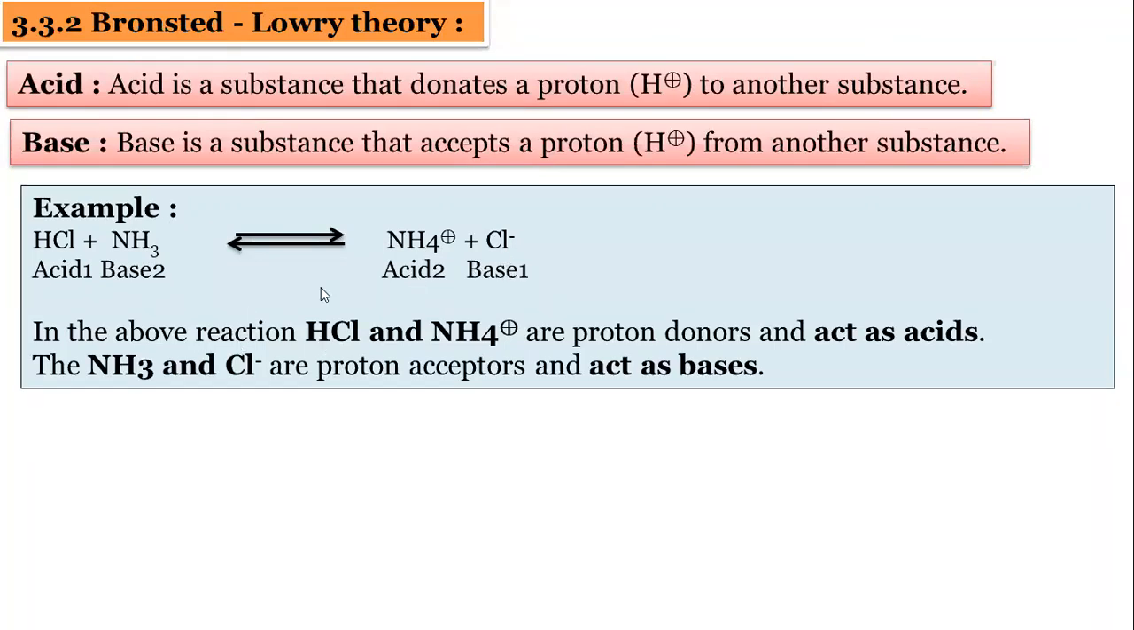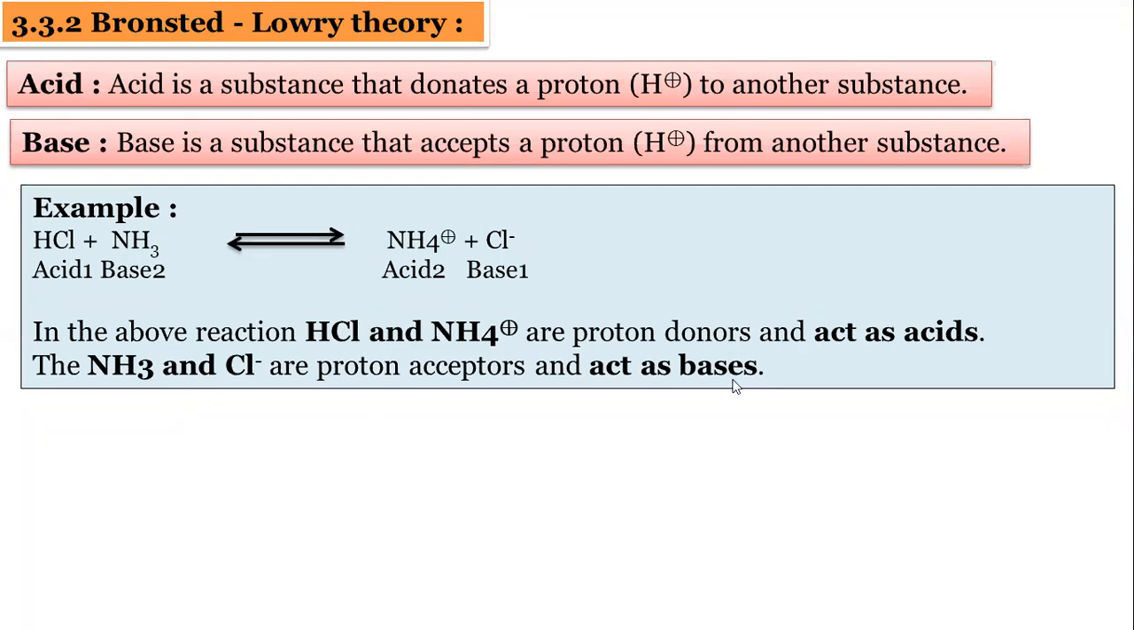In the above reaction, we can see HCl and NH4 plus. These are called acids because they are proton donors. This NH4 plus is also a proton donor, and this HCl is also a proton donor. But this NH3 and this Cl minus are proton acceptors, and these are called bases.